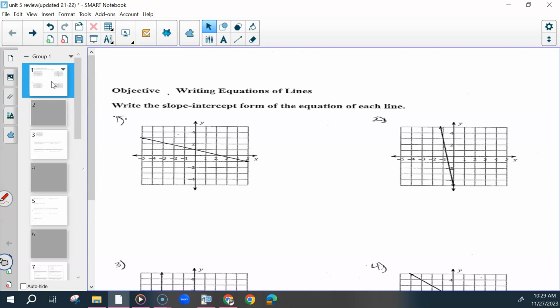Okay. Everyone should have a review in front of you. Remember that there are only 2 objectives: writing linear equations in different formats and parallel and perpendicular lines. On the first page, which questions do you want to go over, or have questions about?